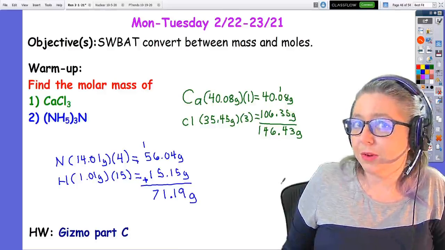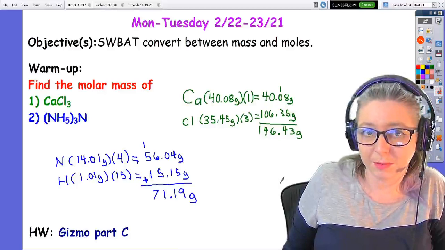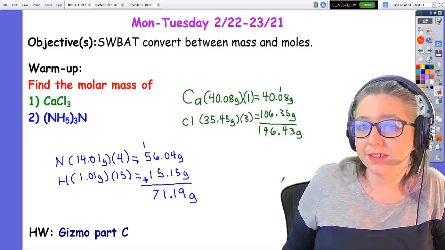Remember, anytime you work with molar mass, you want to round to 2 decimal places. That way we'll all keep getting the same answer.